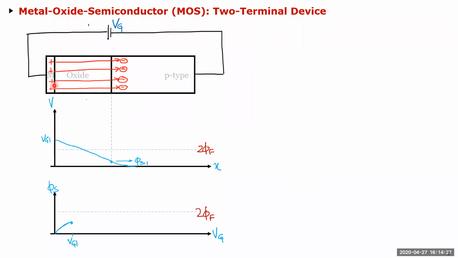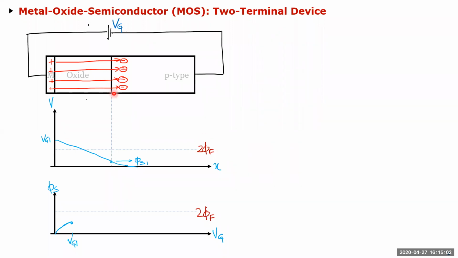So obviously across the capacitor, the electric field is constant, which means the voltage will drop linearly. Once it reaches here, then the voltage will go down in a parabolic fashion, just like it did in your PN junction, right? So it will look like that. Now, you can see I have drawn this line, which is a value 2 phi f, which is twice the Fermi potential of this material here.